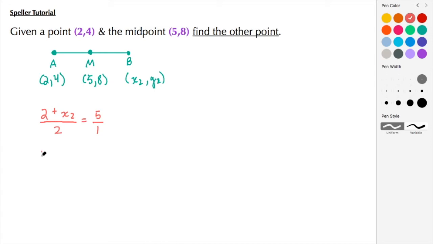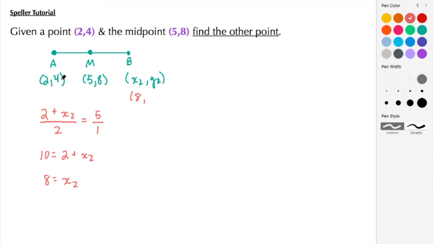So 2 times 5 to get 10, and then 1 times the quantity 2 plus x sub 2, which just leaves us with 2 plus x sub 2. Here we need to subtract 2 from both sides, so 10 minus 2 to give us 8. And then here we see that x sub 2 is 8. So we have the x value for the other point. Let's follow this same procedure here to get the y value.